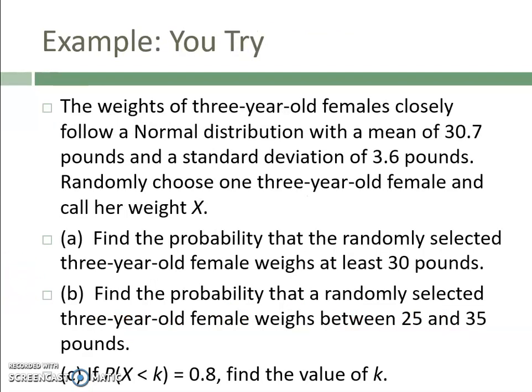All right, now I want you to try these. Pause your video and see what you can do. So we're looking at the weights of 3-year-old females. They follow a normal distribution, which has a mean of 30.7 pounds and a standard deviation of 3.6 pounds.